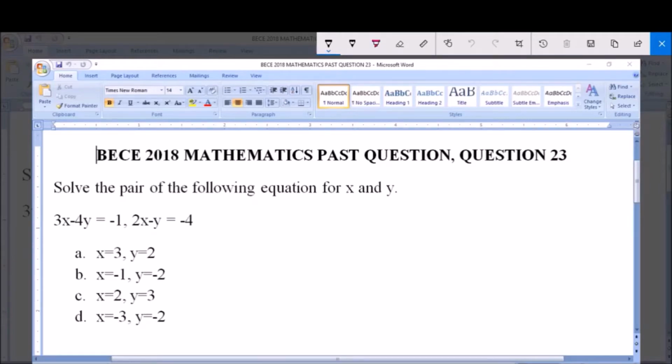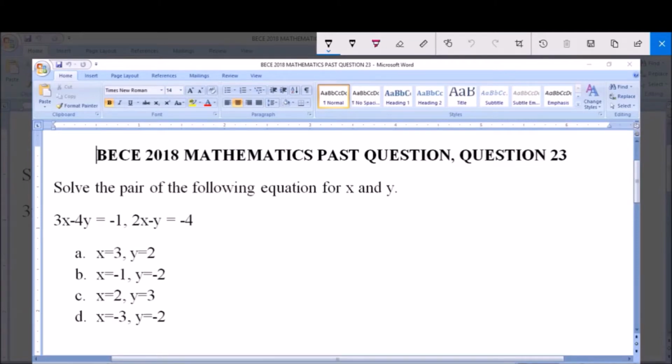A, x is equal to 3, y is equal to 2. B, x is equal to minus 1, y is equal to minus 2. C, x is equal to 2, y is equal to 3. And D, x is equal to minus 3, y is equal to minus 2. So we have to solve for x and y. X and y are the unknowns, and we're given a simultaneous equation.